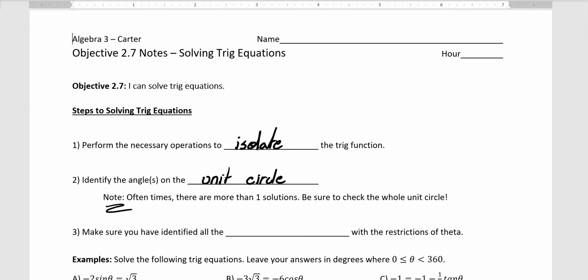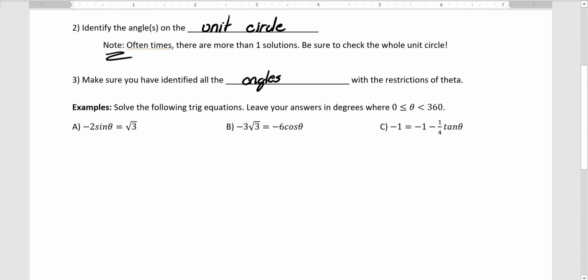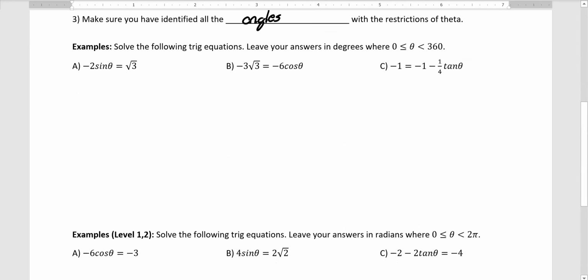Now, an important note: often there is more than one solution, so it's important to check the entire unit circle when we're working on solving trig equations. And lastly, just double check. Make sure you have identified all the angles within the restriction of theta, and I'll show you what that means in just a sec. So let's do some examples.